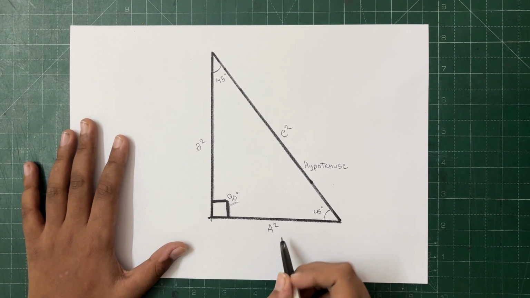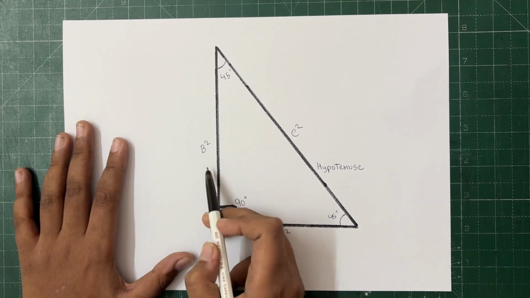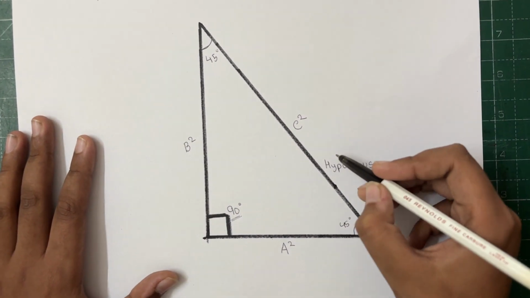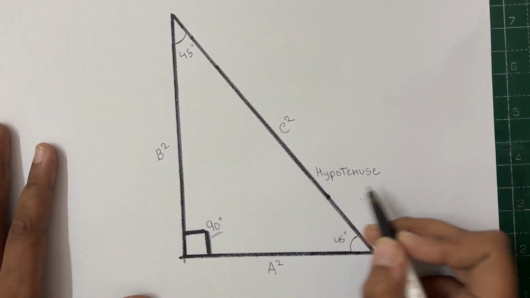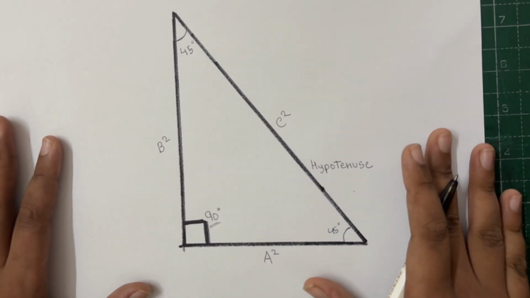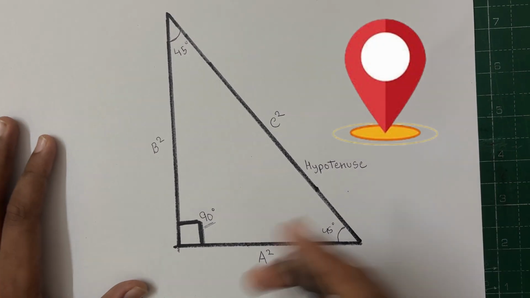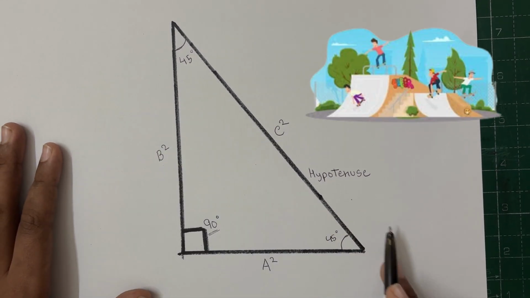So, in this triangle, a square is our base, b square is the height, and c square is the longest side, or the hypotenuse. This theorem is used in construction, navigation, and even in designing things like slides or ramps.